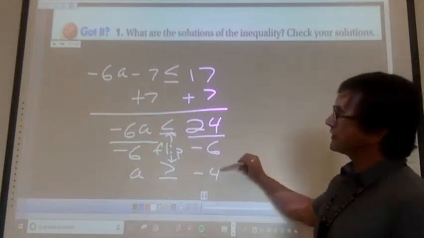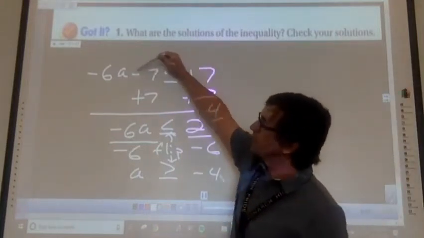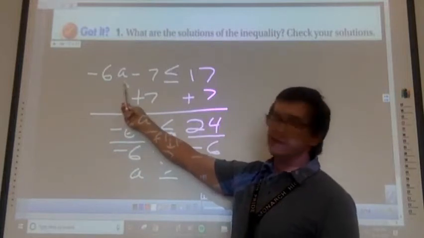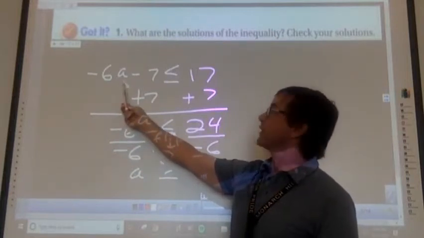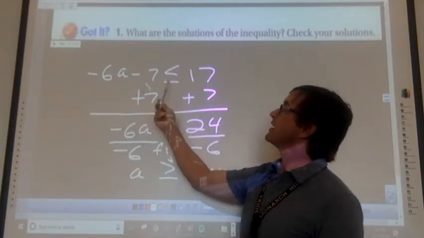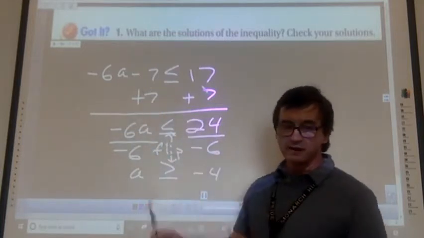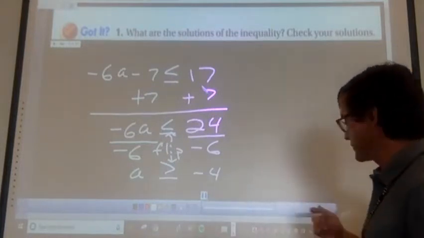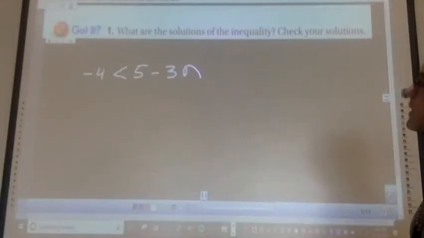So if we were to check the solutions, if we plug in negative 4 for this a right here, then we get negative 6 times negative 4, which is 24. 24 minus 7 is 17. So you'll get the exact same number on both sides. That tells you you did it correctly. Write this one down.